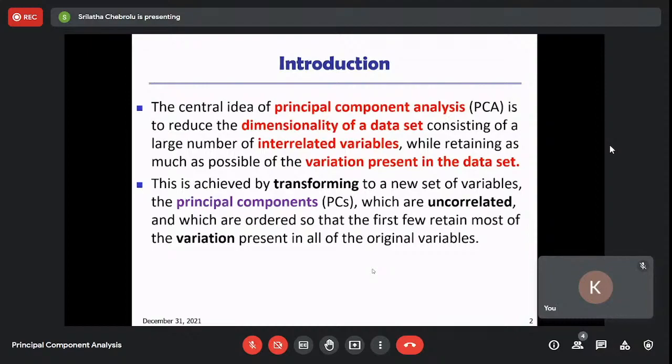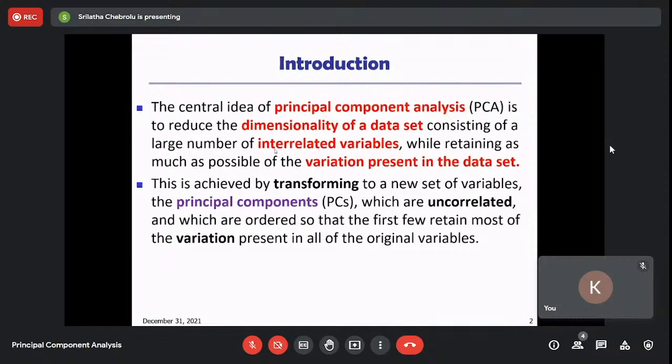The central idea of principal component analysis is to reduce the dimensionality of a data set. Dimensionality in the sense the number of features, consisting of a large number of interrelated variables. Interrelated in the sense there will be some relationship between these features. We can say variables, features, dimensions, or columns for that matter. All are the same. There may be some interrelation between these features.